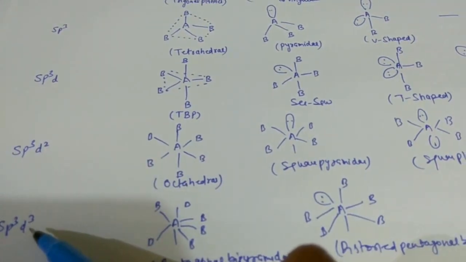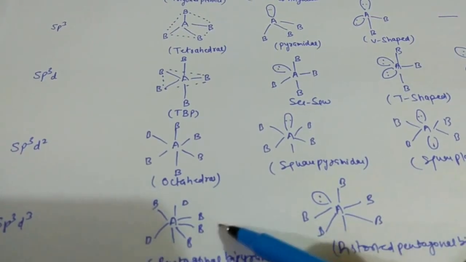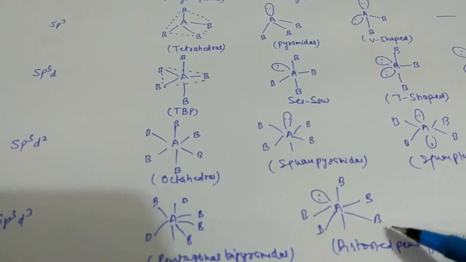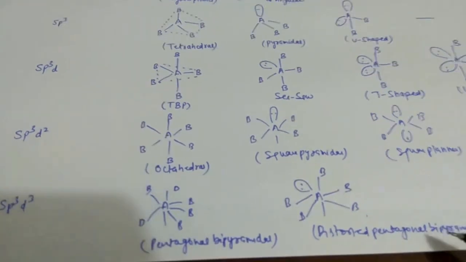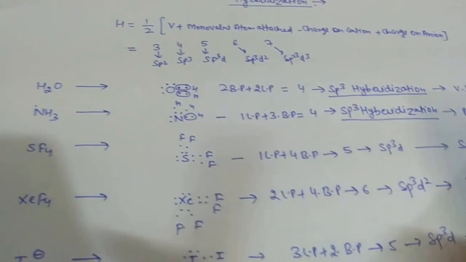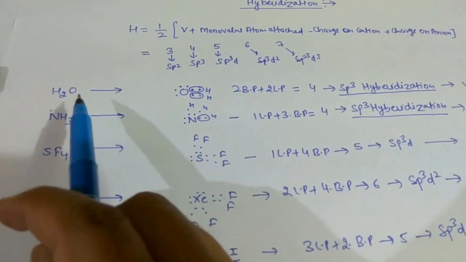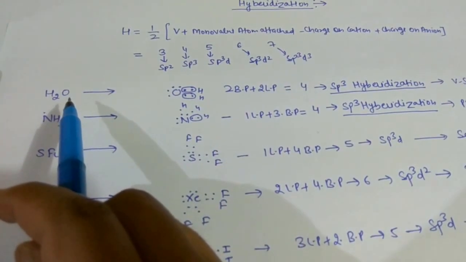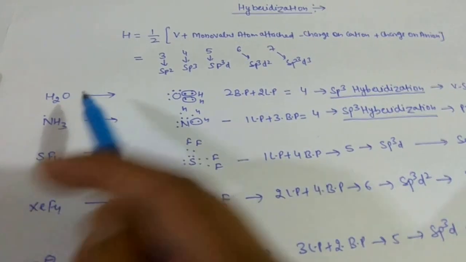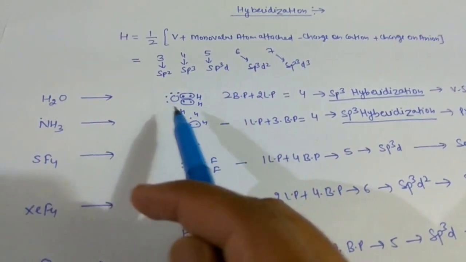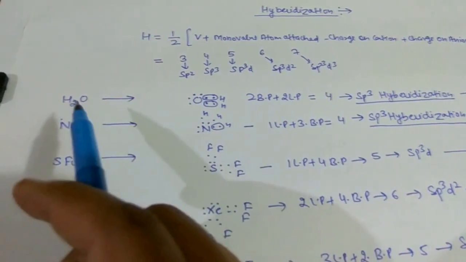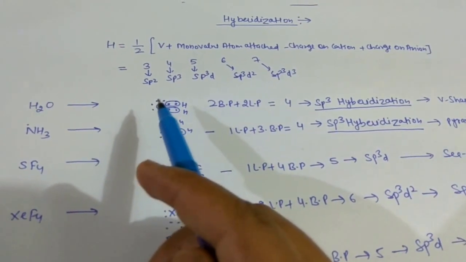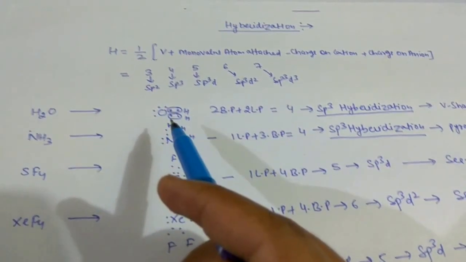Similarly, for sp3d3 hybridization, we get pentagonal bipyramidal geometry, and if lone pair equals 1, we get distorted pentagonal bipyramidal geometry. So what do we have to calculate? In any case, we have to calculate how many lone pairs are present, and what the hybridization is. For example, in water, there are 6 electrons in the valence shell of oxygen. 1, 2, 3, 4, 5, 6.